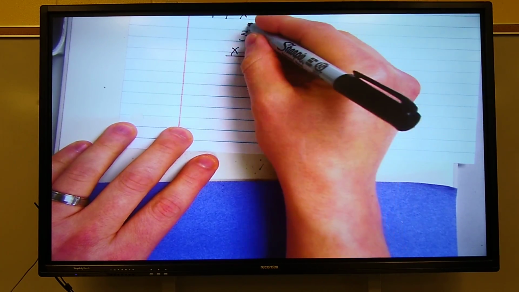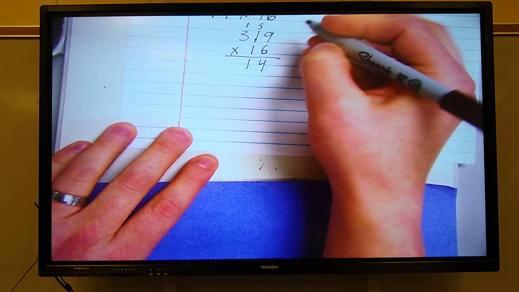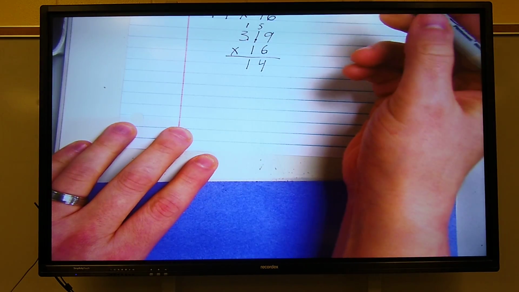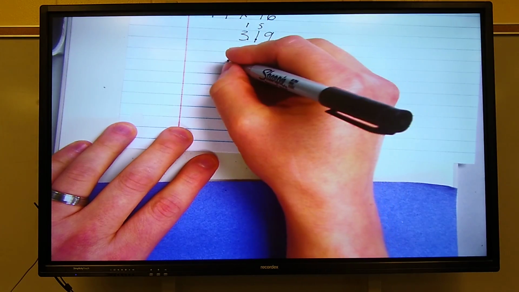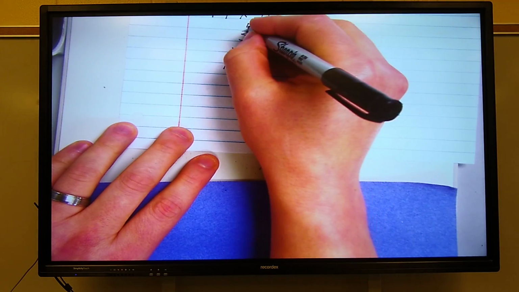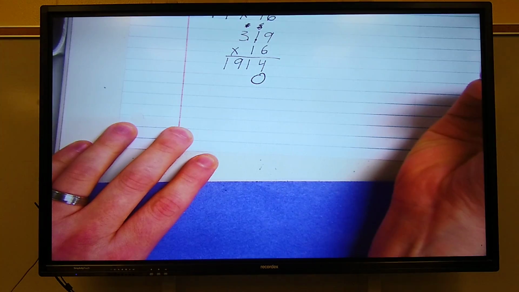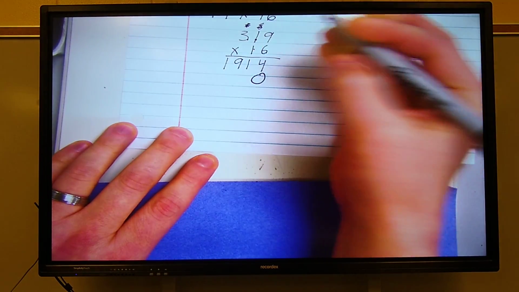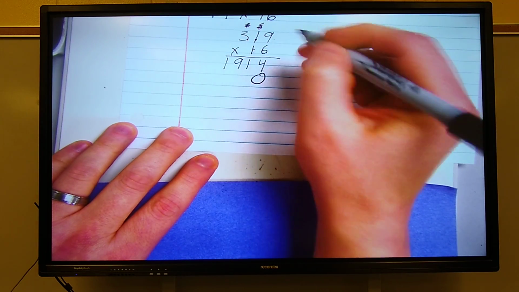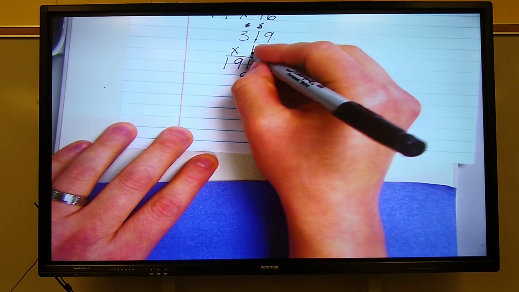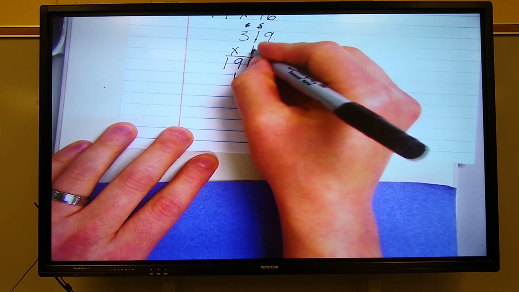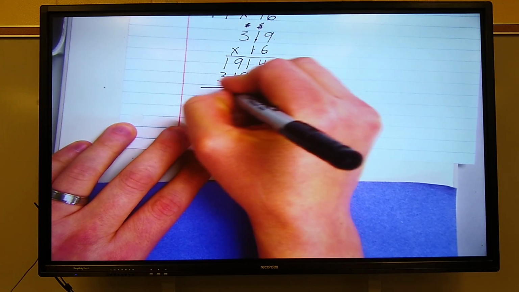Bring down the 1, carry the 1. 6 times 3 is 18, plus 1 is 19. Mark out these. Bring down a 0. Now we're going to multiply by 1. 1 times 9 is 9. 1 times 1 is 1. 1 times 3 is 3.